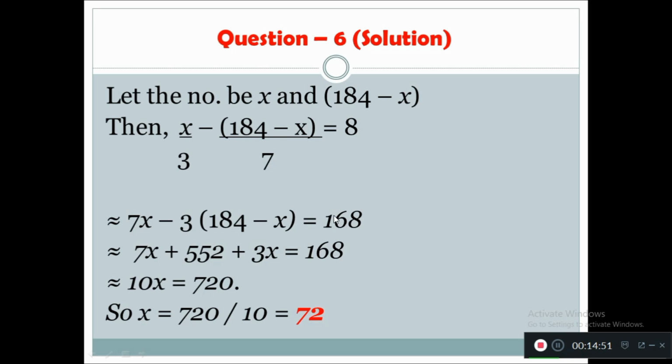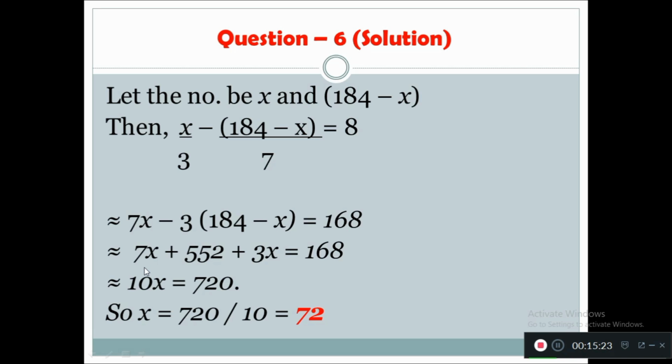And this 168, how it comes? When this number, the denominator, multiply that, 7 into 3 is 21. When this 21 goes in the opposite side, it becomes the multiplication. So 7x minus 3 into 184 minus x is equal to 168. 168 comes by the multiplication of 8 into 3 into 7, that is 8 into 21 gives 168.